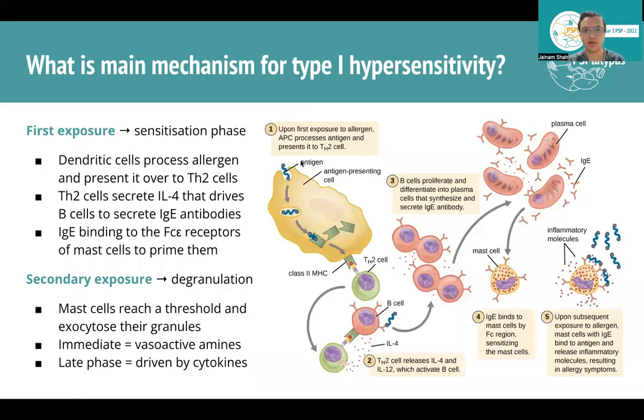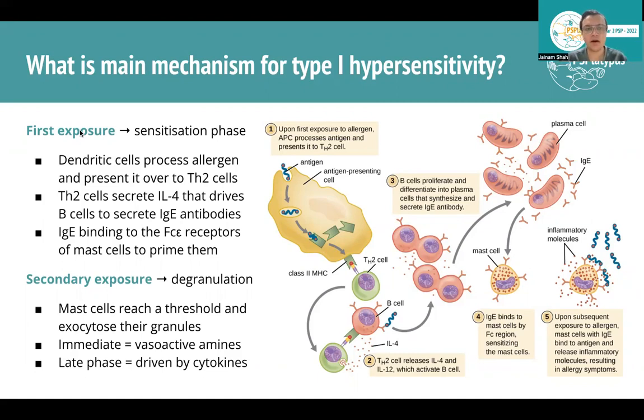Okay, let's focus on type 1 first, because I feel like that's the most high yield one to know. There's 2 steps that happen. First, you have your first exposure, so the sensitization phase. And I'm sure you've covered this to some extent in first year, but just as a refresher, you have dendritic cells which detect some sort of allergen. It presents it over to the Th2 cells, so the T helper cells. They secrete interleukins, a bunch of signaling molecules that drive the B cells to secrete antibodies, and specifically IgE antibodies, which are involved in the allergic response.